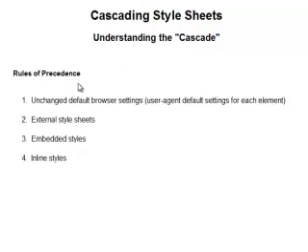But there are rules that apply to how these different levels of precedence can be applied to styles in your style sheets. Now, I know if you're new to web design, this is complicated, so let me see if I can explain it like this. The first level in this rule of precedence is simply the unchanged browser default settings, and these are otherwise known as the user agent default settings for each element.